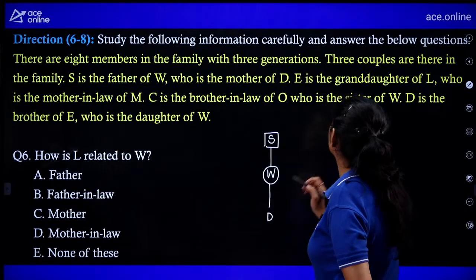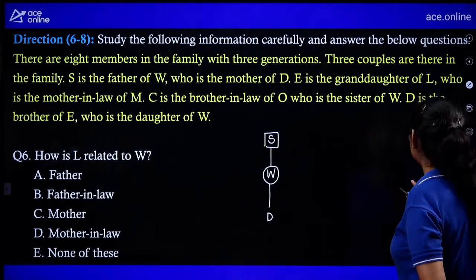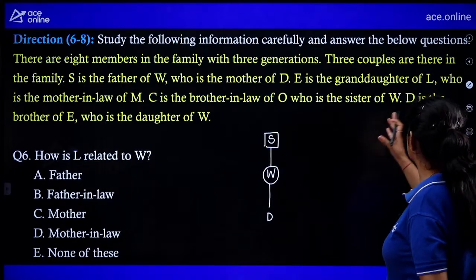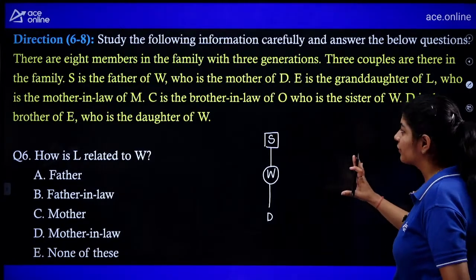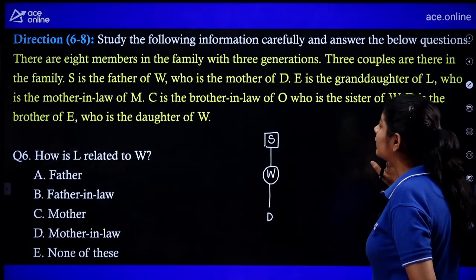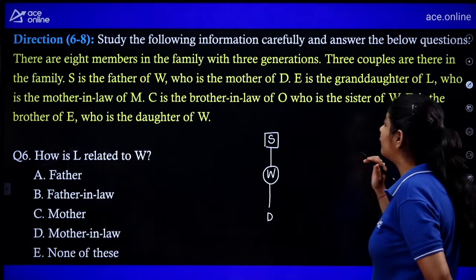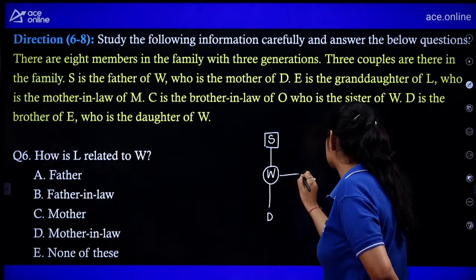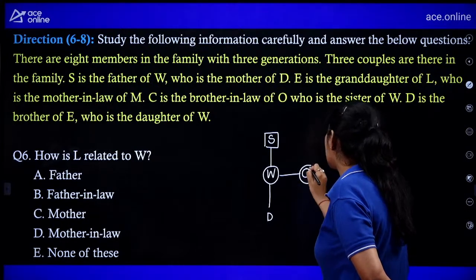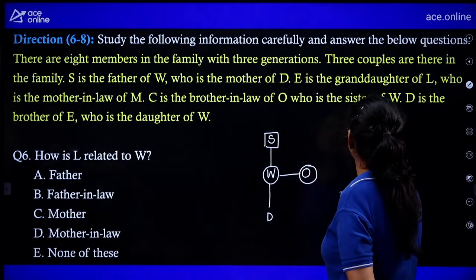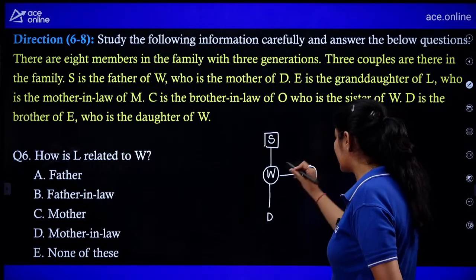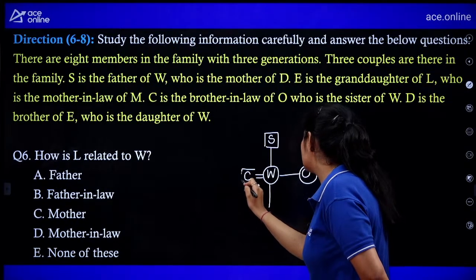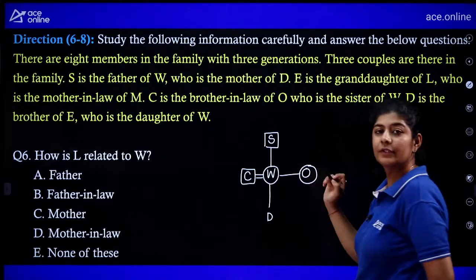Okay. Next. E is a granddaughter of L, who is the mother-in-law of M. Here right now we do not have E, L and M, so we are not going to draw it. C is the brother-in-law of O, who is the sister of W. Okay. So basically, C is the brother-in-law of O, and O is the sister of W. So we need to draw C, as this person will become the brother-in-law of O, right?